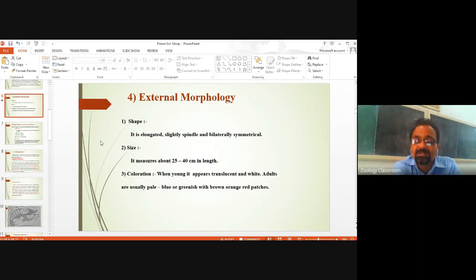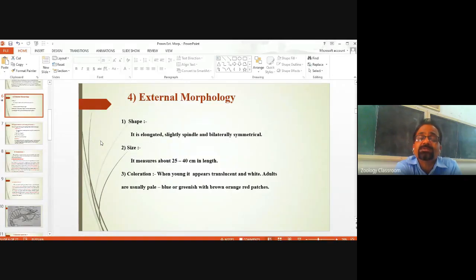They are very much long, and the body is spindle shaped as it is aquatic in habitat. The spindle shape provides very less resistance to the medium, that is water. And as we have mentioned, we are studying the prawn, it is bilaterally symmetrical.